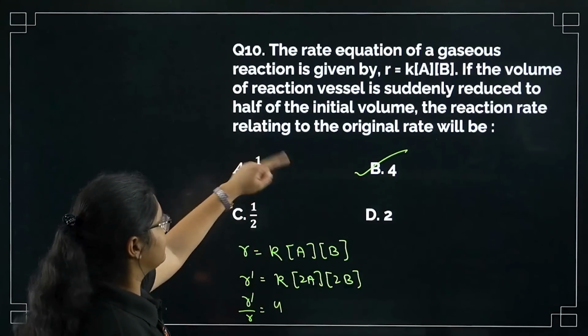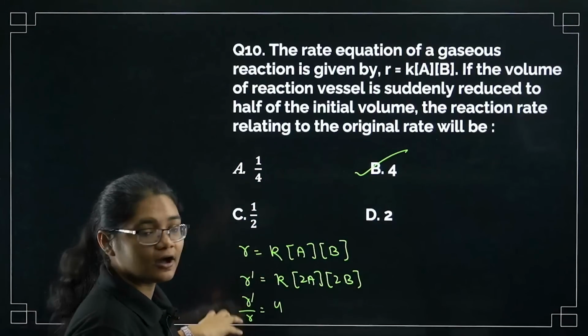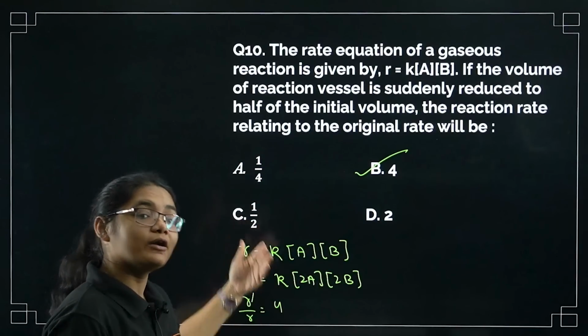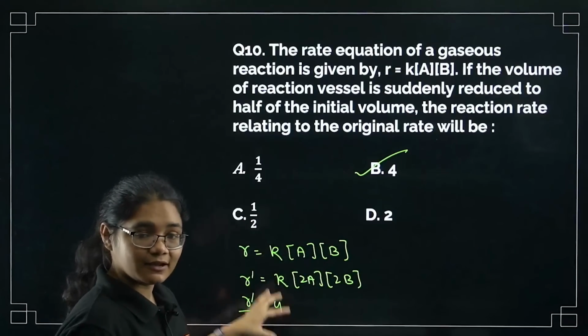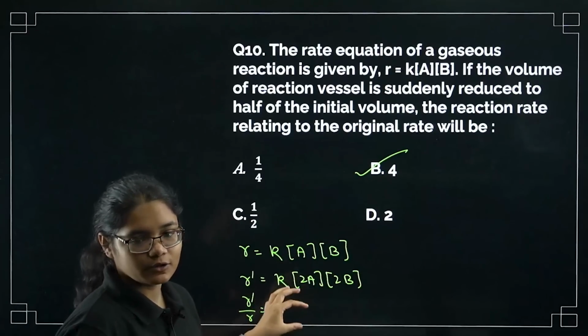The reaction rate relative to the original rate, R dash by R, you have to do. Sometimes it may also ask original rate by the new rate. So be very careful which ratio is being asked in the question.